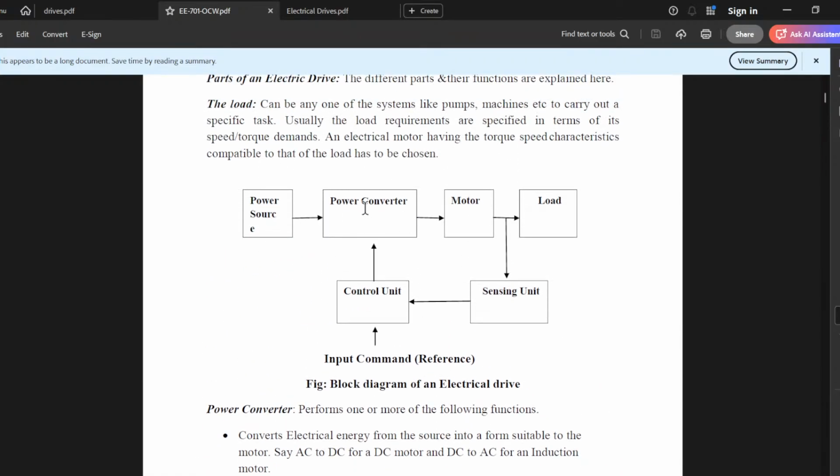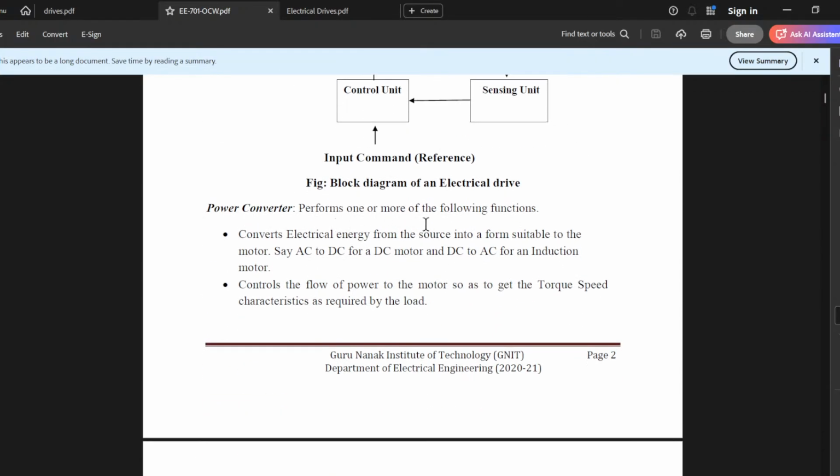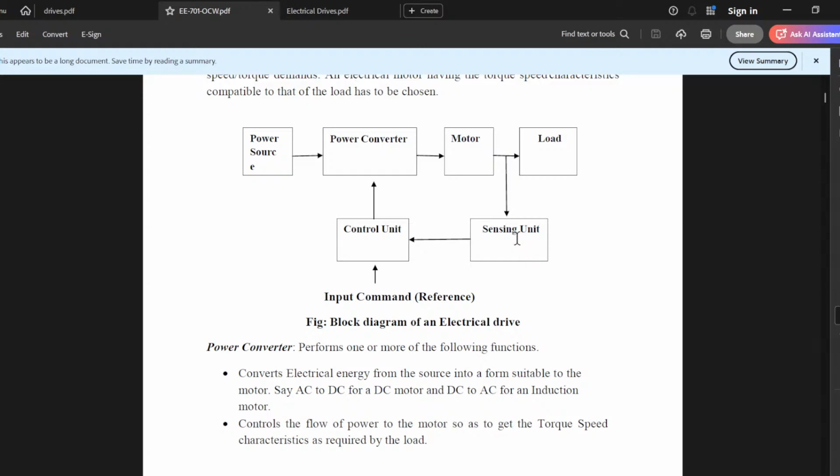Power converter, the main unit, performs one or more of the following functions. What it does is it converts electrical energy from the source into a form suitable for the motor. So what it is saying is, for example, the motor you are using at the load can be a Tesla motor or an Edison motor. If you are a fan of Tesla, you are using a Tesla motor, or maybe an Edison motor. So at the load, we can have an AC or DC motor.